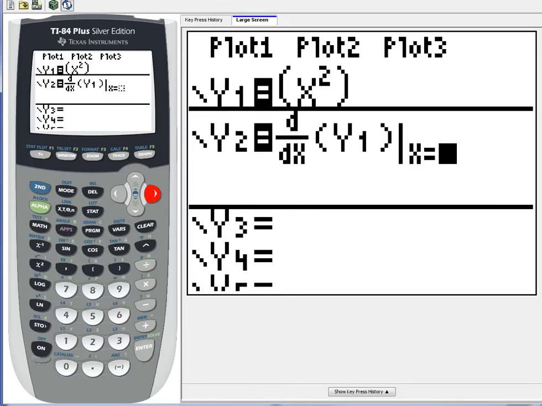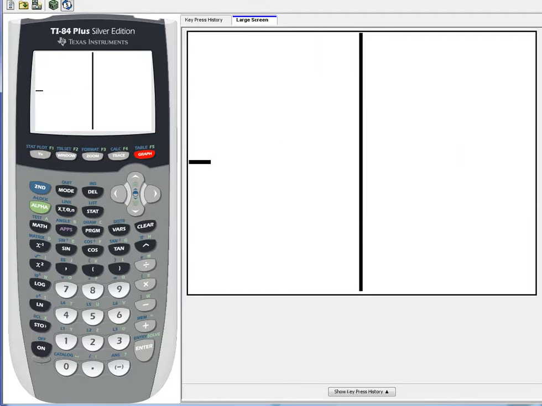Okay, and now this is the part. I don't want to just take it at one x point. I want to take it at every single x, right? Because I want to graph this. So watch this. You can just hit x equals x. That will let it do it at every single point. And now when I hit graph, this is where it's cool.